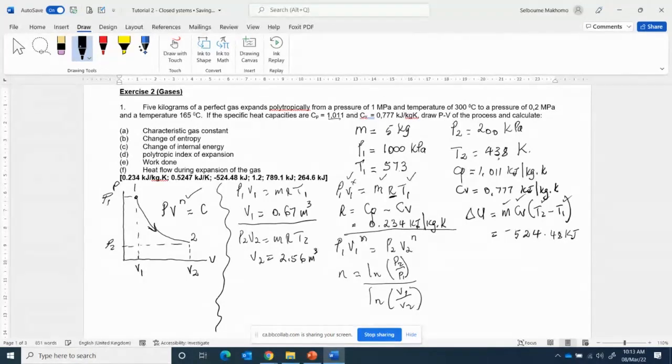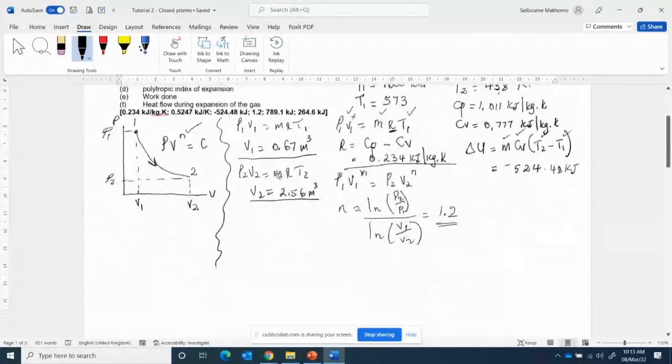So now we have pressures and the volumes. And then you substitute all the values, your answer is going to be 1.2. That is your value of N, the index of compression and expansion.